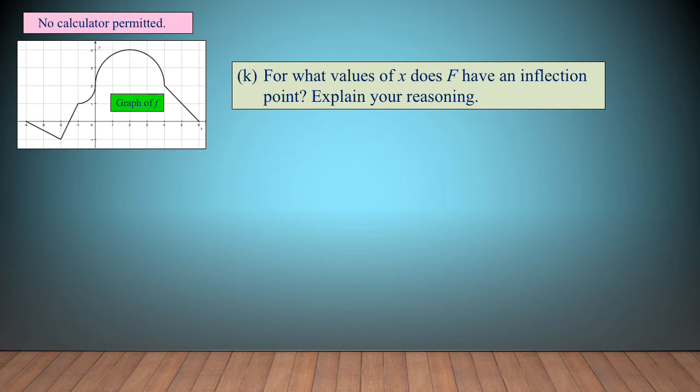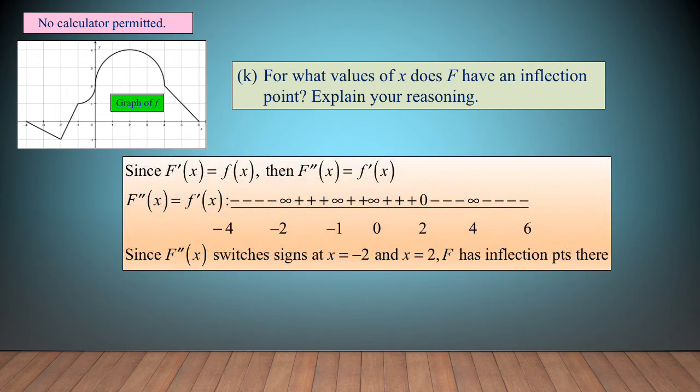In question K, you are asked for what values of x does F have an inflection point, and to explain the reasoning. To determine inflection points, we have to look at concavity. So we must look at F double prime of x. Since capital F prime of x is equal to small f of x, F double prime of x is equal to small f prime of x. So we make a sign chart for F double prime of x, which is the same as f prime of x.